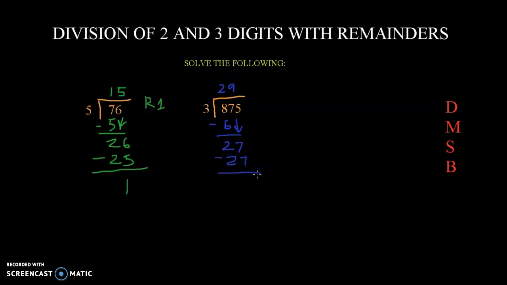Okay. And 0. Well, now we have nothing, so we just bring down the 5 itself. And we have a 5. So 3 goes into 5 how many times? 1 or 2? 1. Okay, 1 time. And 5 minus 3 is? 2. So we have a remainder of 2, right? Yeah. Instead of 1.